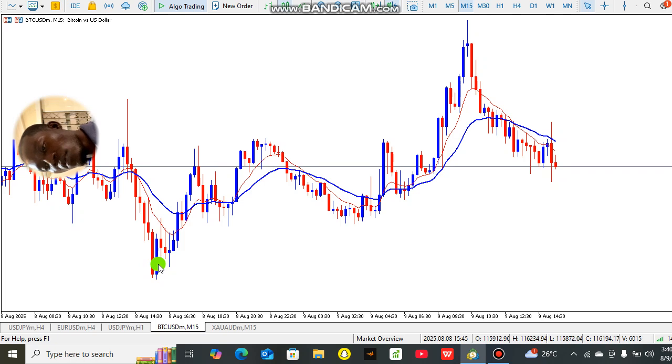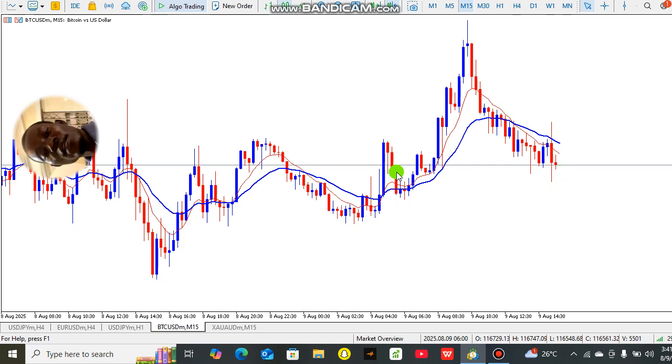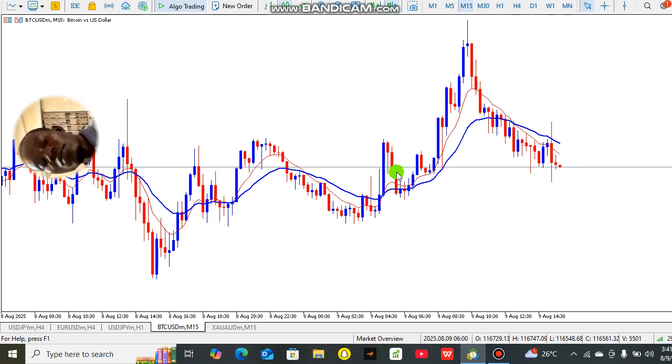When you observe it closely, anytime the 9 exponential moving average crosses the 21 exponential moving average upward, the market goes high. If it crosses below, the market sells. So this is a simple strategy as a beginner trader you can use to scalp on the market and make a lot of money on the market.